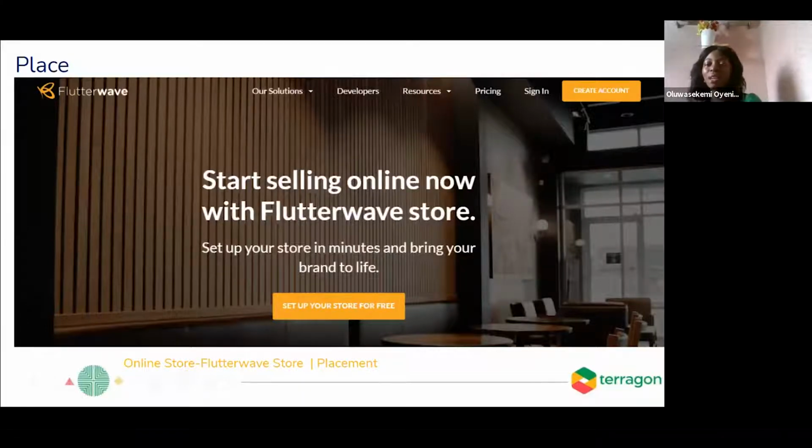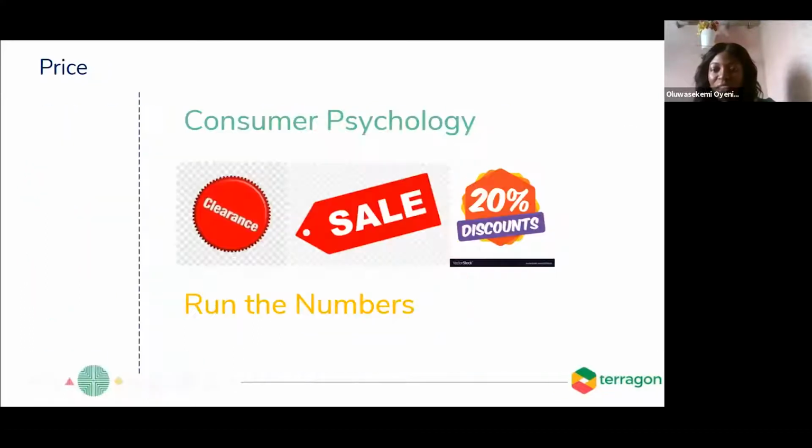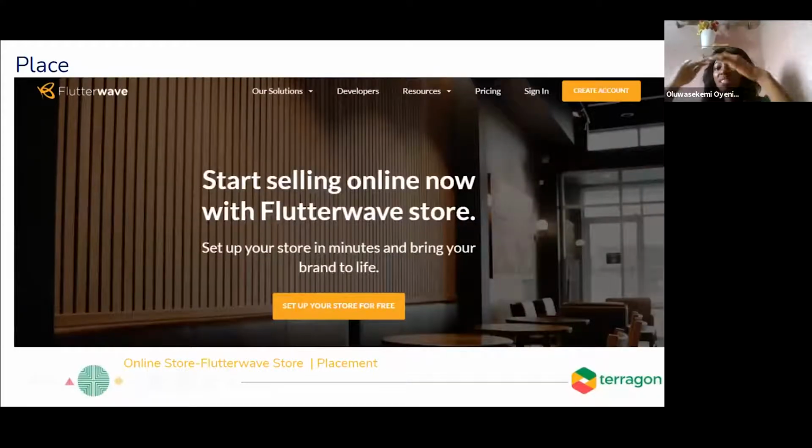But one other thing that I'd like to mention with the place of your product is the placement, right? I'm saying the placement because, if you're following the example I've given, you now have a new product that you have packaged for this season. Ensure that it is placed on top, right?